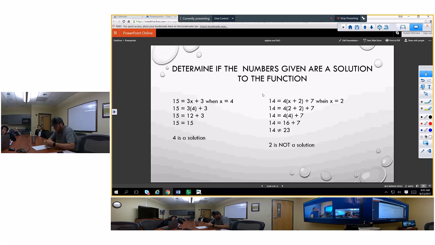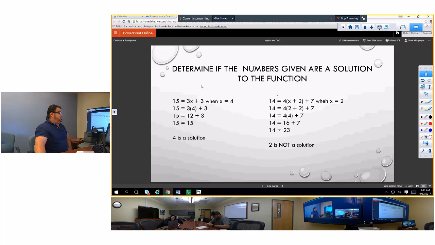And determine if the function is a solution. At the end, if you get 15 is equal to 15, is it a solution? Yes. If you get 14 is equal to 23, then it's not a solution. And again, this is basic math, a little bit of a refresher, but it shouldn't hurt some of y'all.